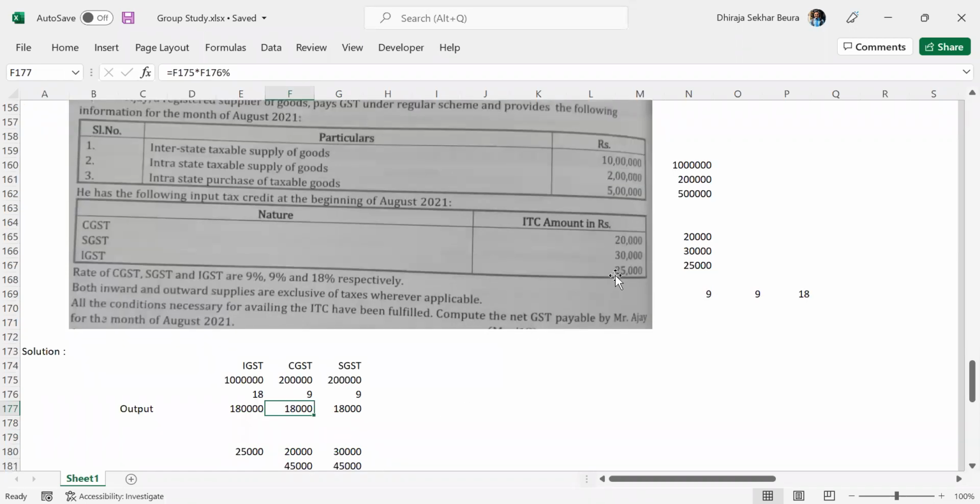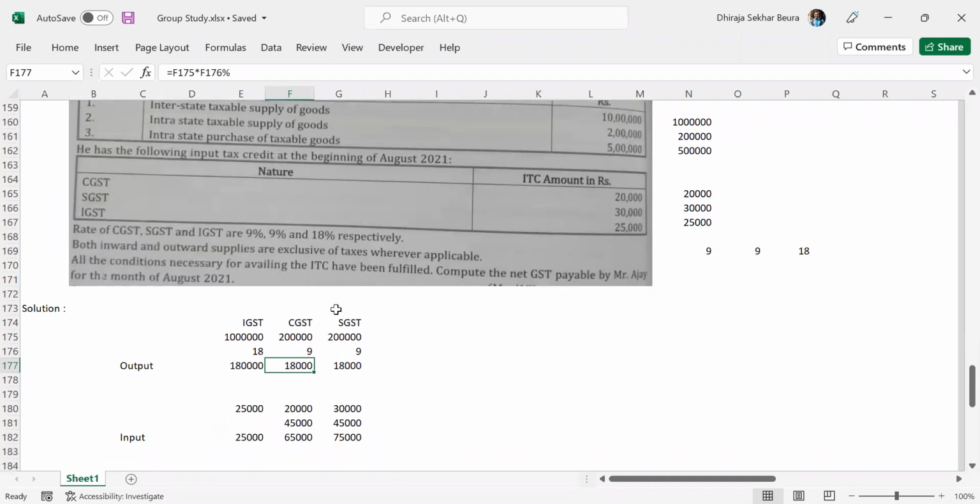Now, we had ITC at the beginning: 25,000, 20,000, 30,000. So we have during the month purchase of 5 lakhs. So ITC on that, assuming that the CGST, SGST rates on the purchase are exactly the same as the output side: 9% of 5 lakhs is CGST input, 45,000. 9% of 5 lakhs is input credit of SGST, 45,000. The final balance of input credit at the end are IGST 25,000 as is, 65,000 CGST, 75,000 SGST.